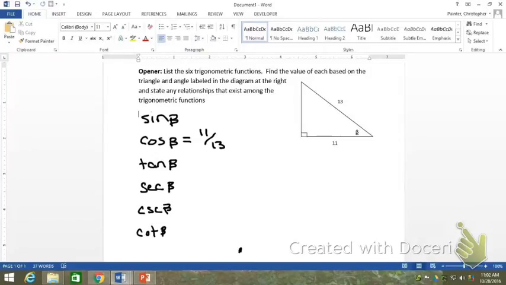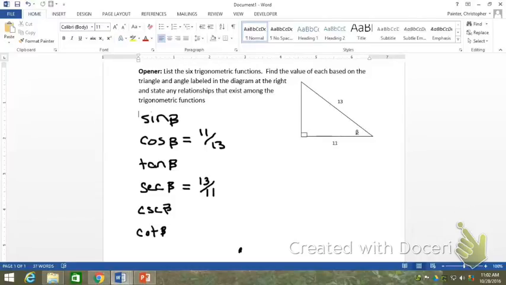Now, are there any others that you automatically know at this point? Brandon? Why do we know secant? Because secant uses the same numbers as cosine. As a matter of fact, how are secant and cosine related? They're the same, but they're flipped. Say that differently. It's a reciprocal.